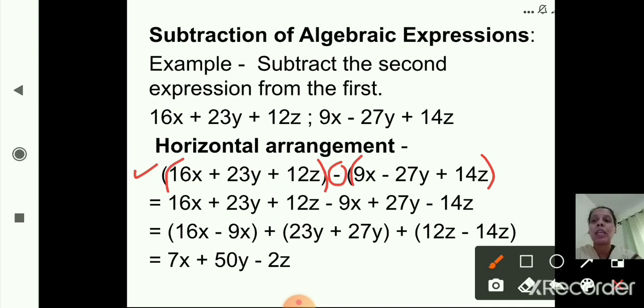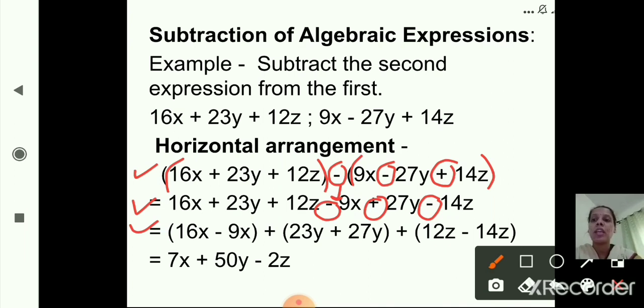Now in the second step we will remove the brackets, but in the second bracket, while removing the bracket, the signs will change. This minus becomes plus, and this plus becomes minus, and this we will write as it is, as you can see here. Now the next step is what? We will write down like terms together with their signs.